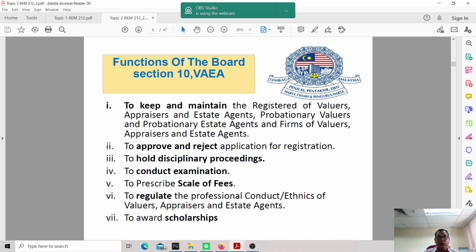Okay. Number 2 is for the board to approve and reject applications for registration. Number 3, to hold disciplinary proceedings. So if you are behaving or doing things that constitute misconduct, then you can be held under these proceedings by the board of valuers, so they can take action against you. Number 4 is to conduct examinations, whereby if you don't have the necessary qualification that exempts you from taking the examination, then you have to take the examination.